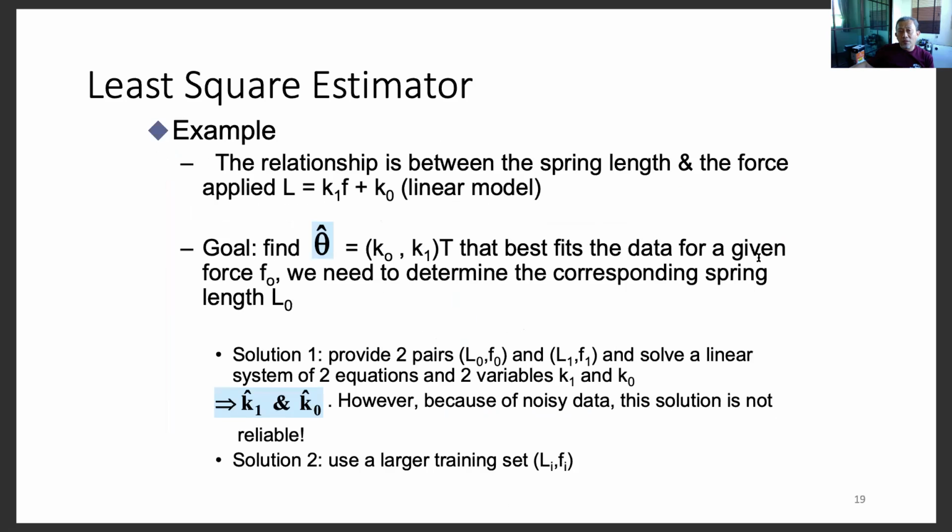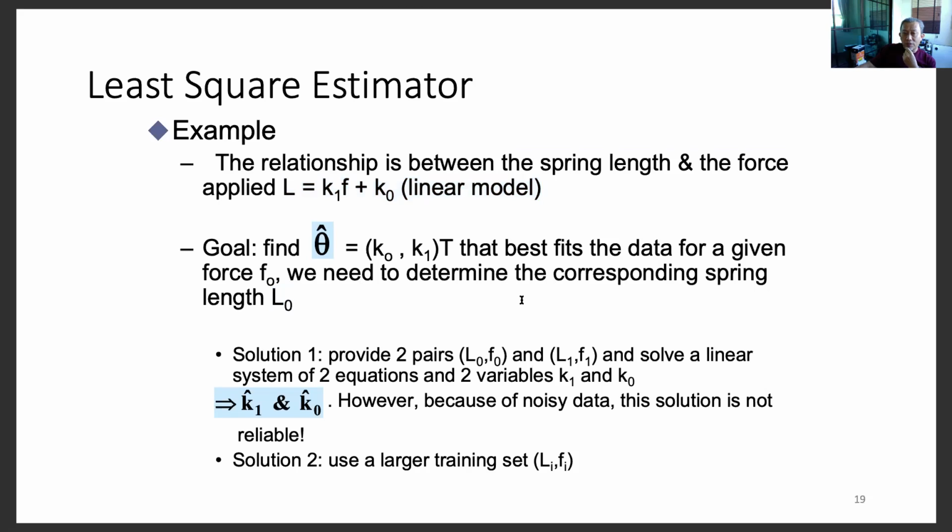For example, the relationship is between the spring length and the force applied. This is a simple illustrative example, where the equation is L = K1F + K0, which is a linear model. Our goal is to find the theta hat, which is equal to K0 and K1 multiplied by T, that best fits the data. For a given force, we need to determine the corresponding spring length, which is L0.